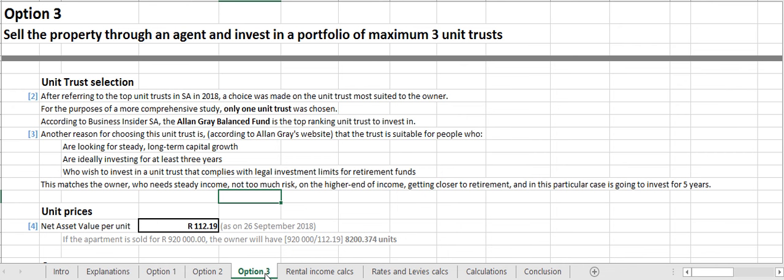When choosing the unit trust to invest in, a number of factors were taken into account. The Allan Gray Balanced Fund was chosen since it caters to customers who are looking for steady long-term capital growth, are ideally investing for at least 3 years, and wish to invest in a unit trust that complies with legal investment limits for retirement funds. This matches the owner who needs steady income, not too much risk, on the higher end of income, getting closer to retirement, and in this particular case is going to invest for 5 years.